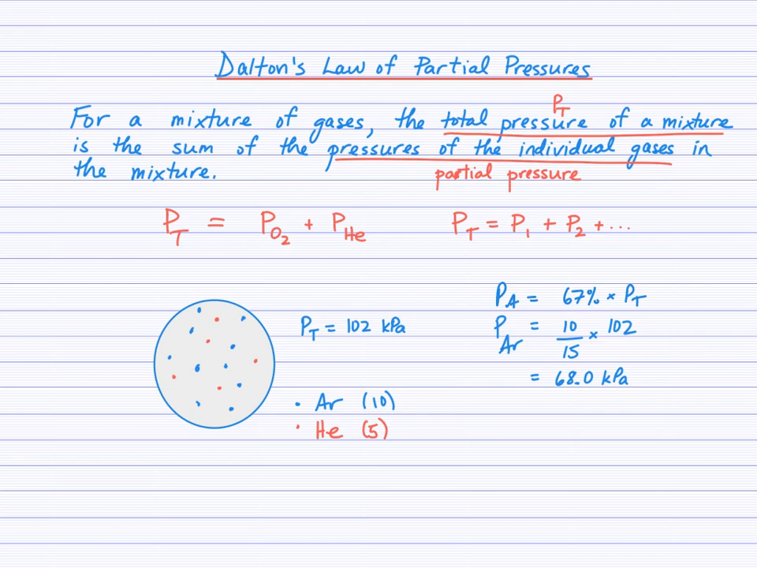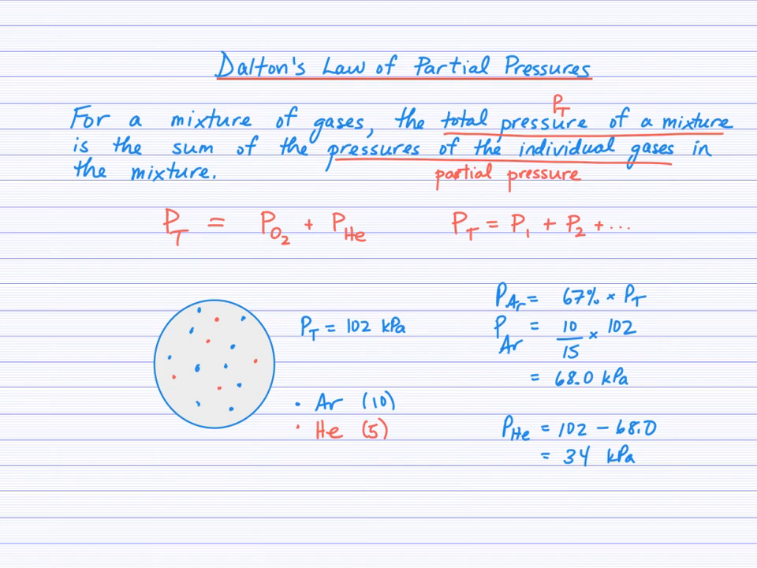So these questions vary from being given the individual pressures and just asked for the total. Perhaps you're given the total and one of the individual pressures and asked to find the remaining one. Or perhaps you know something about the percent of the mixture that is a certain gas or the number of particles. Okay, we're looking for the partial pressure of the helium also. Well, if we know that the total is 102, right, then we can subtract the 68, or we could have looked at 33%, 5 out of 15 times 102. And so we come up with 34 kilopascals. So really that's the basic concept right there.